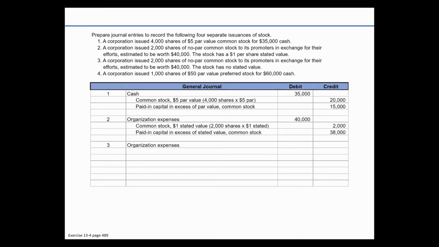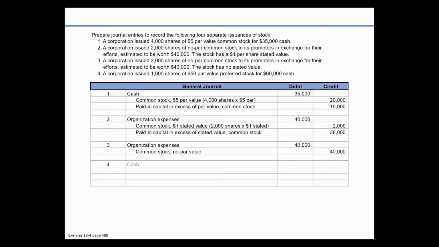So then what we would do simply is we would debit the organization expenses, $40,000, and then we would credit the common stock, no par value, for $40,000. And then finally, we'll look at number 4, which is when a corporation issues 1,000 shares of $50 par value preferred stock for $60,000 in cash.